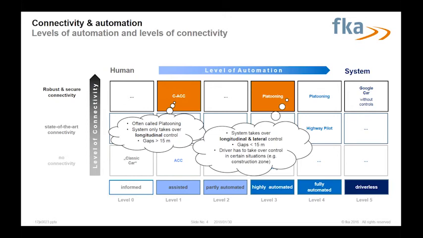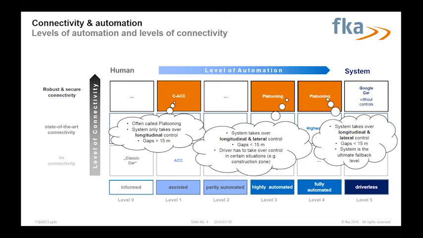If we distinguish between level 3 and level 4 platooning, in one we still have the driver a little bit in the loop, so that he can take over control in certain situations, for example, construction zones, where we can warn him in advance, maybe 1 minute in advance. And in a level 4 system, I expect that the platooning system will also work in construction zones, for example.